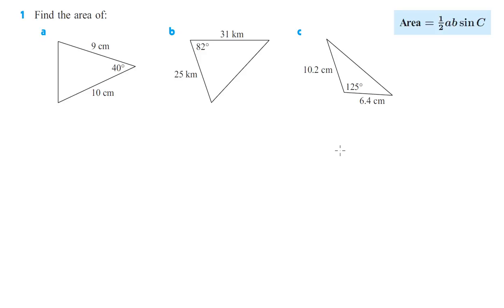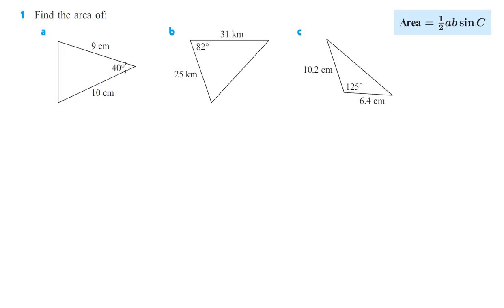Okay, so let's start here with number one. Find the area of these three triangles. Okay, so we have this area formula here, which is 1/2 AB sine C. Remember from the notes, lowercase letters stand for sides and uppercase letters stand for angles. So basically what this is saying, you can find the area if you know an angle and the two sides that are on either side of the angle.